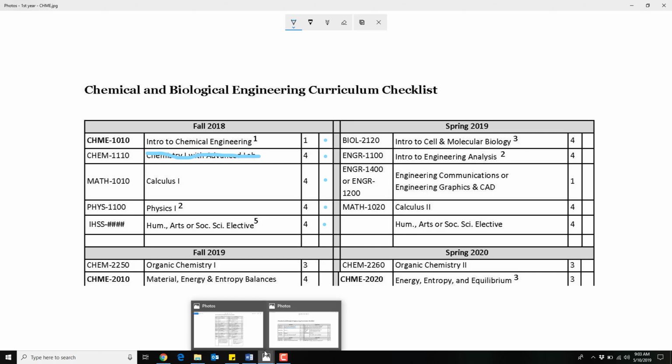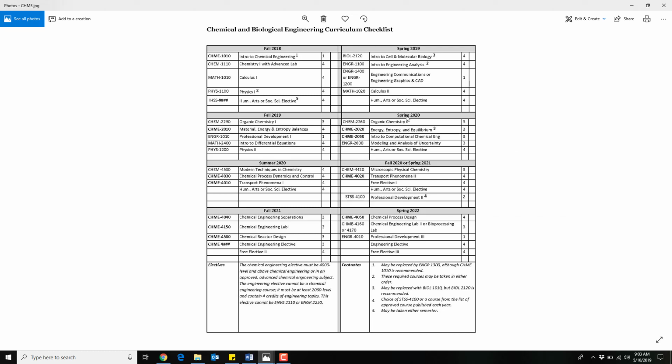Introduction to Cell and Molecular Biology is one of 2 options that you can take for this spring biology-based course. This may be replaced with Biology 1010 or Bio with Lab, but the recommended course to take by the department is Introduction to Cell and Molecular Biology.